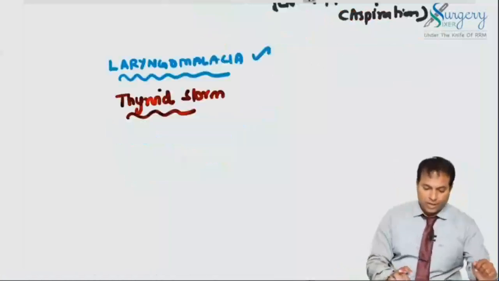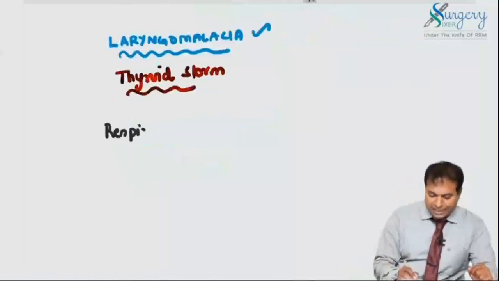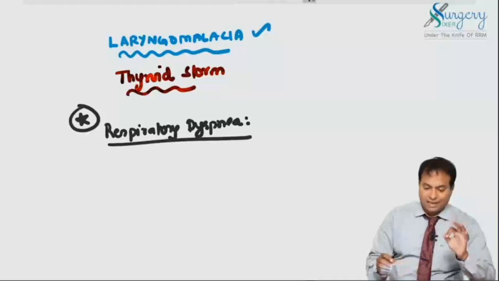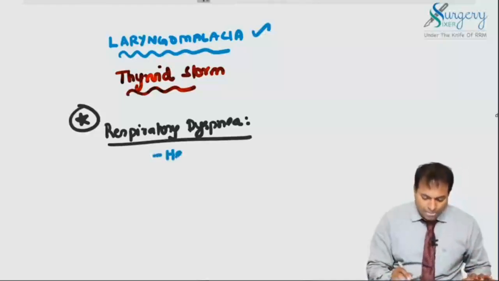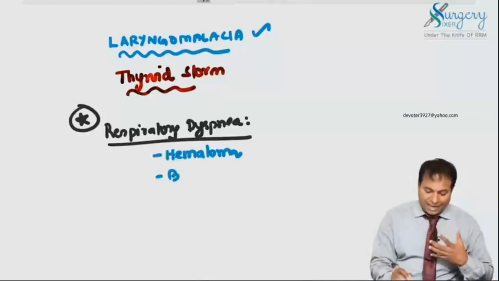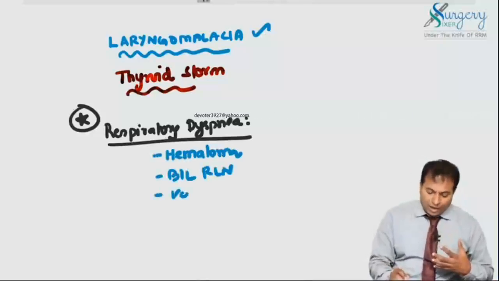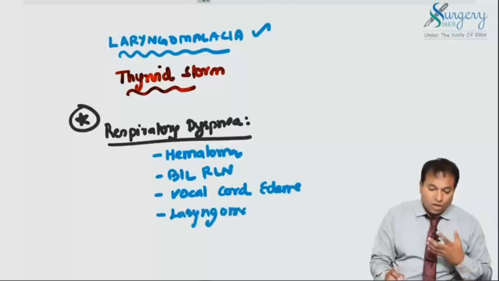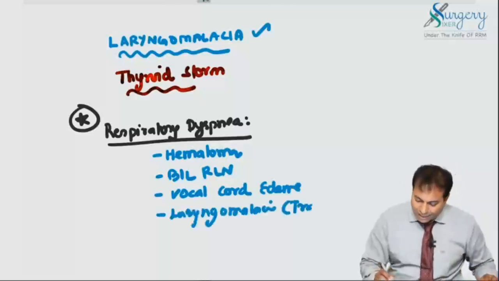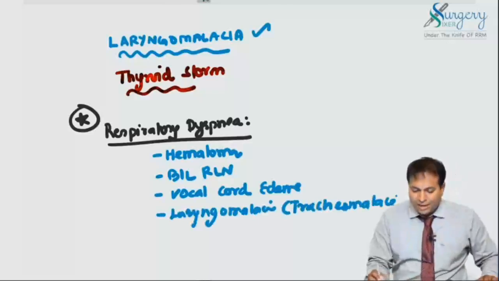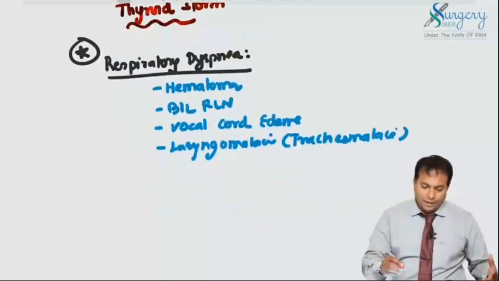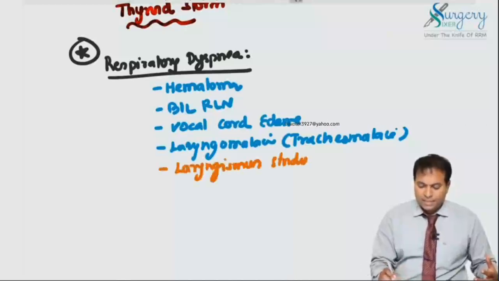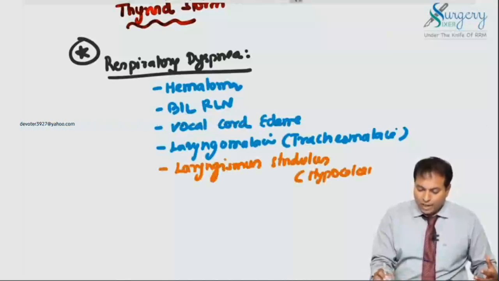And for final MBBS students, there will be a repeated question in clinical viva: what are the causes of respiratory dyspnea in the post-operative period after thyroidectomy? Respiratory dyspnea is due to hematoma from a slipped artery compressing, bilateral recurrent laryngeal nerve injury, vocal cord edema due to intubation, and laryngomalacia. Laryngomalacia is also known as tracheomalacia, where the larynx or trachea suddenly collapses. And laryngismus stridulus. What is this? Laryngismus stridulus is due to hypocalcemia. I'm going to discuss it separately.